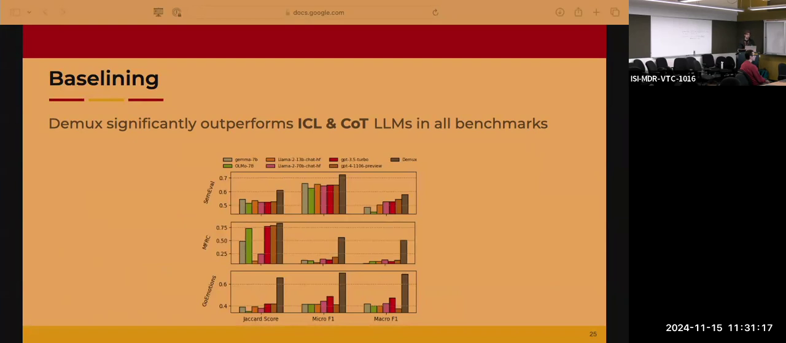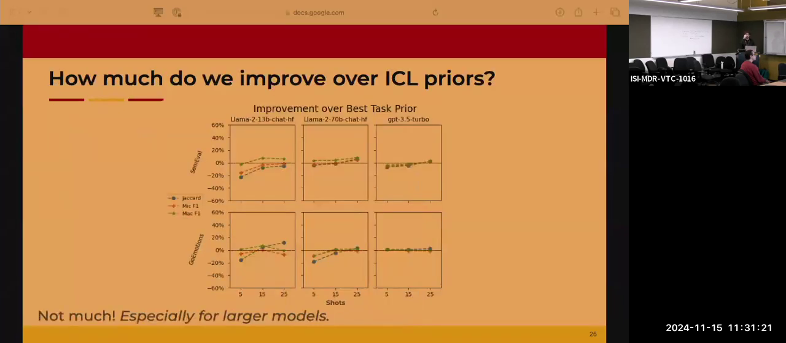So again, this was part of our motivation, trying to figure out why that was happening. And the first experiment we ran is we tried to check how much we actually improve over in-context learning priors. So here I'm showing 2 rows of results. It's one for each of the 2 data sets that we test with, SemEval and GoEmotions, and we have 3 columns, one for each model we saw.